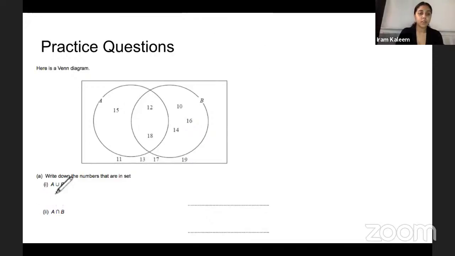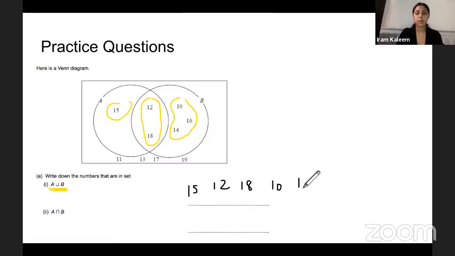So start with the first one. So let's say we're looking at the union. Well, we said the union was everything that's inside set A, everything inside set B, and everything inside both. So you would just write down all the numbers that I've just highlighted. So quickly, we have 15, 12, 18, 10, 16, 14.